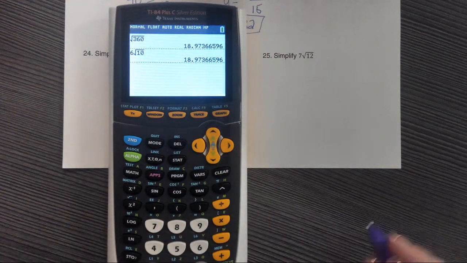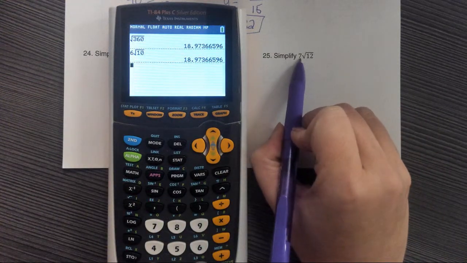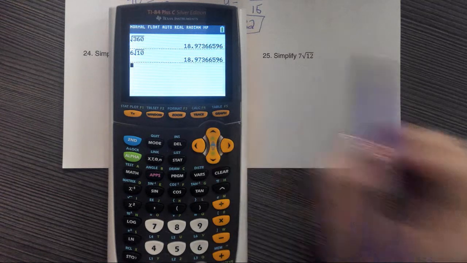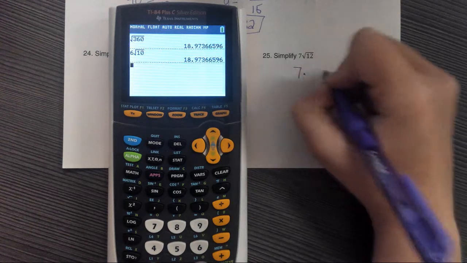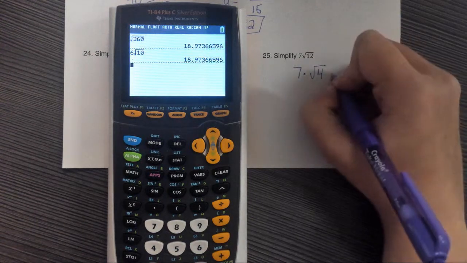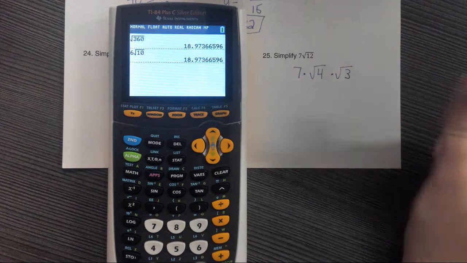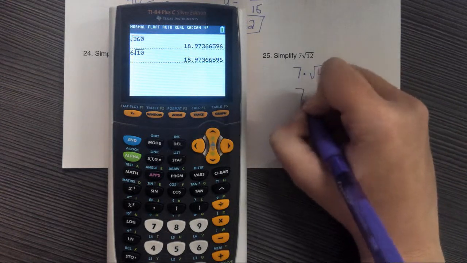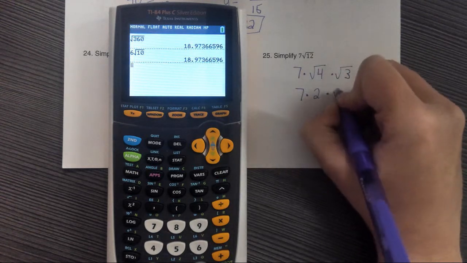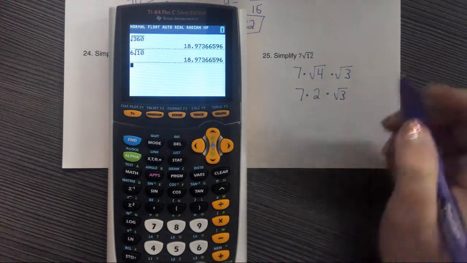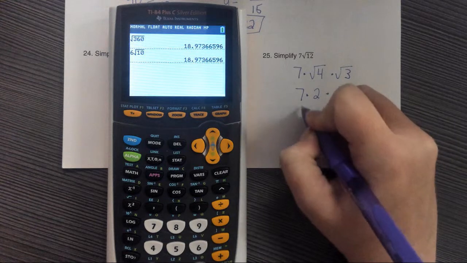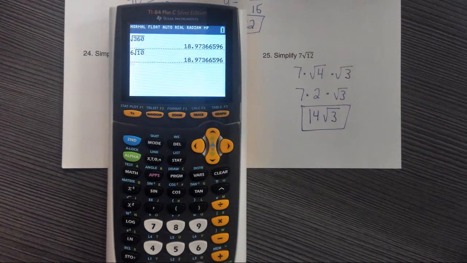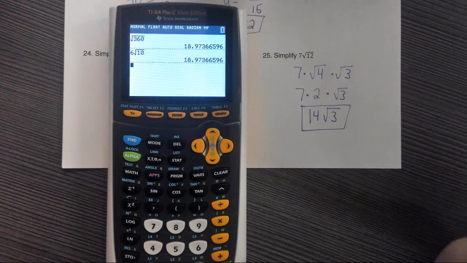All right, so it's similar when you have a coefficient. I'm still going to break this down into its perfect square factors. Now, the only perfect square factor of 12 is 4. So I'm going to break this down into the square root of 4 and the square root of 3. Now, the square root of 4 is 2. So that means that I can multiply 7 times 2 to get 14 times the square root of 3, which would be your final answer.